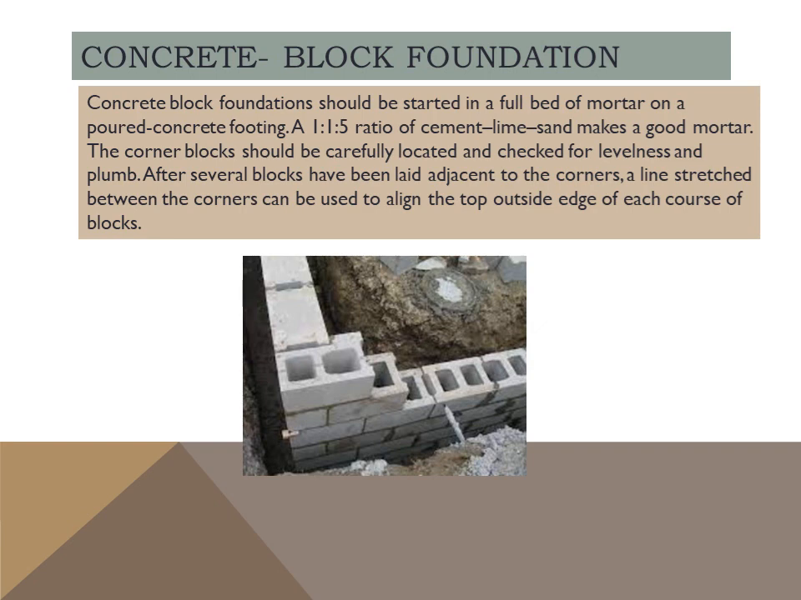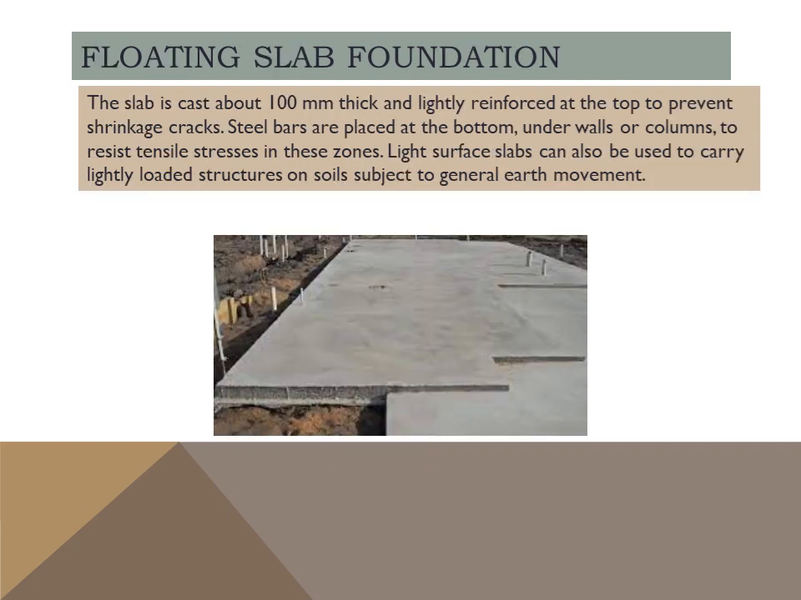Concrete block foundation. A concrete block foundation should be started in a full bed of mortar on a poured concrete footing. A 1:1:5 ratio of cement, lime, and sand makes a good mortar. The corner blocks should be carefully located and checked for levelness and plumb. After several blocks have been laid adjacent to the corners, a line stretched between the corners can be used to align the top outside edge of each course.